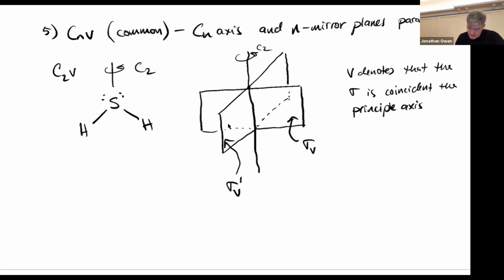And the reason is that it does not contain the atoms, right? Hydrogen sulfide here is going to sit on the sigma V and not the sigma V prime. So prime and double prime, as we'll see later for other point groups, indicates lower priority. The higher priority label goes to the plane that contains the atoms rather than the plane that bisects them.